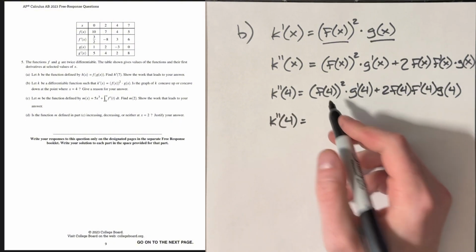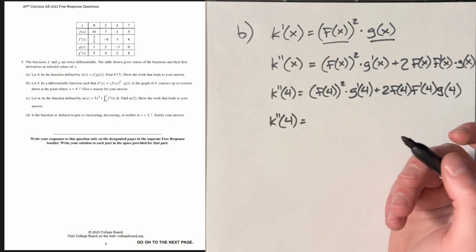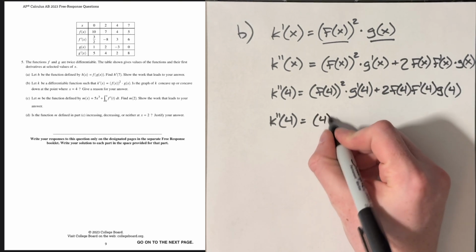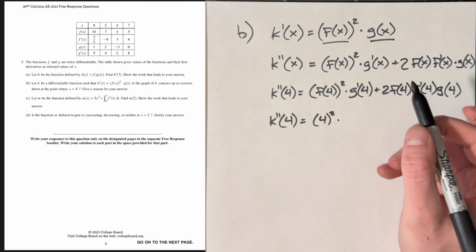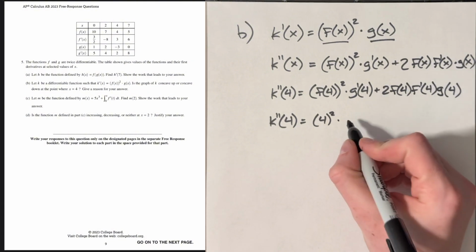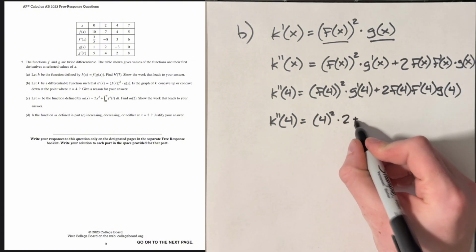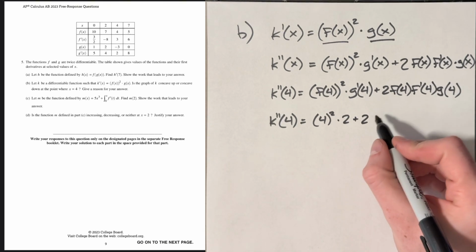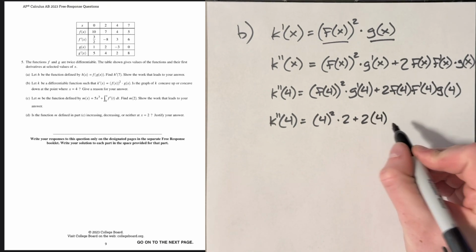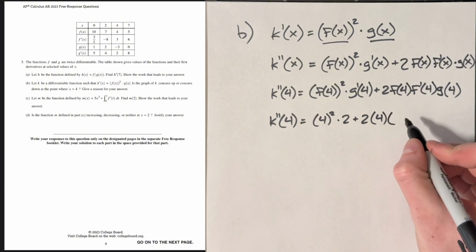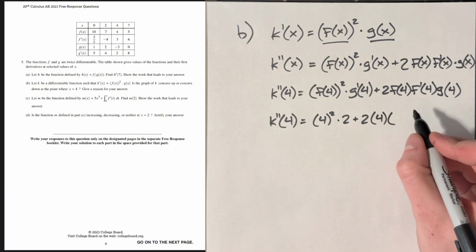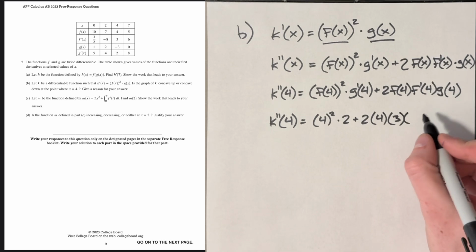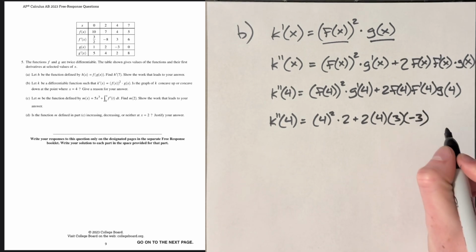So starting out, looking at f of 4 is equal to 4. So this would be 4 squared times g prime of 4, which the table tells us is 2. It will be plus 2 times f of 4, which we know once again is just 4, times f prime of 4, which is equal to 3, times g of 4, which is equal to negative 3.